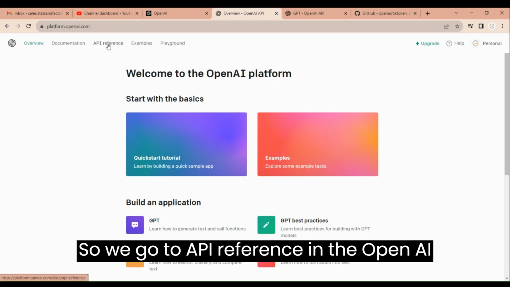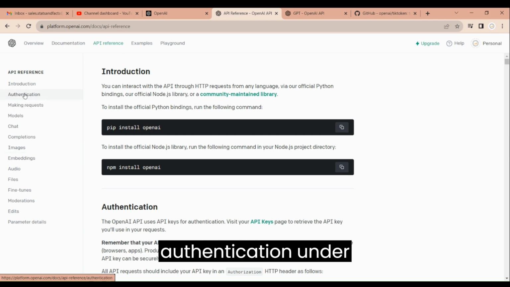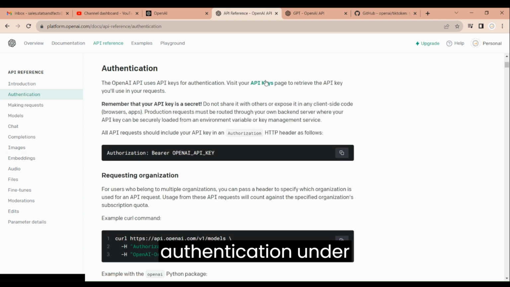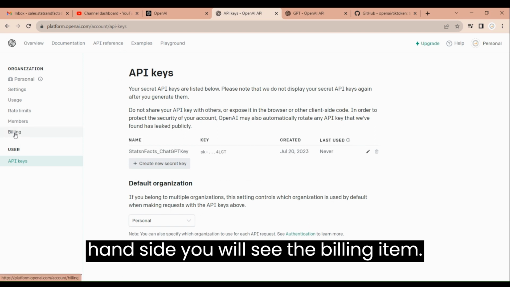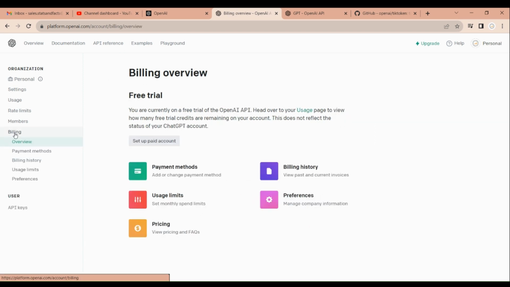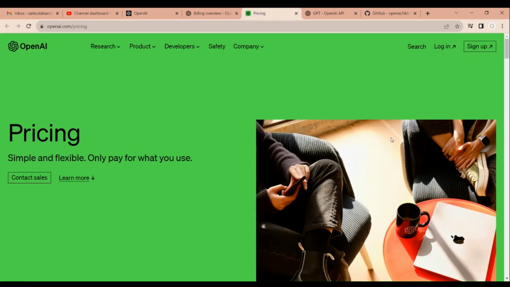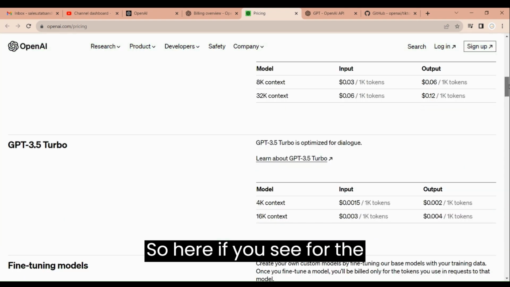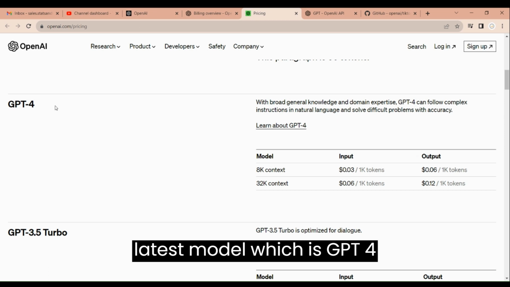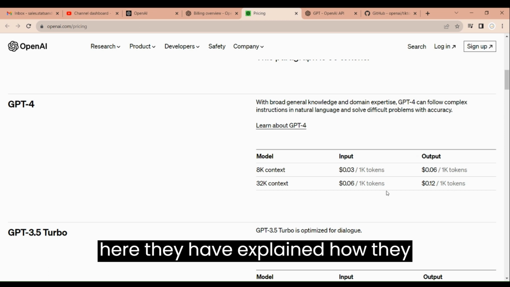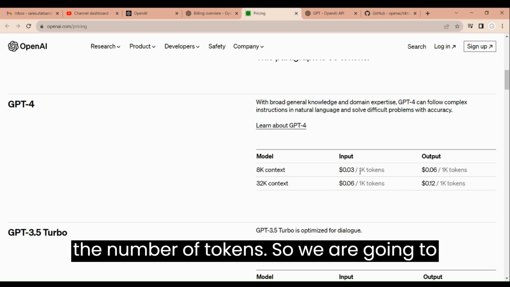So we go to API reference in the OpenAI website, and in authentication under API keys. On the left hand side, you will see the billing item. Under billing, you have to go in the pricing. So here, if you see for the latest model, which is GPT-4, here they have explained how they bill the amount based on the number of tokens.